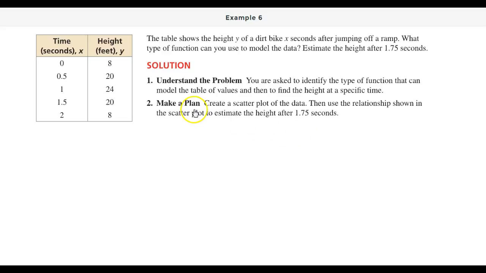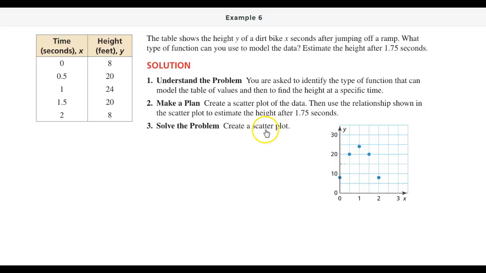Alright, so what we can do is we can make a scatter plot of the data. Basically, plot these points on a graph. Then look at how they go and figure out what shape of graph it looks like and try to estimate the height. So let's make us a scatter plot.